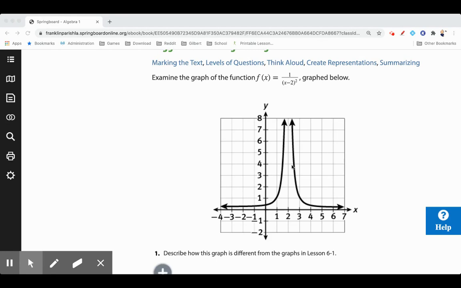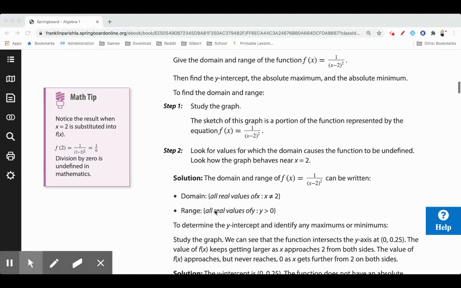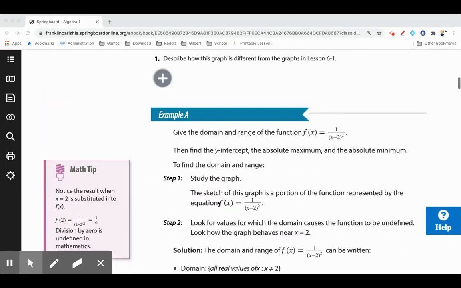Okay, absolute maximum. It never stops getting higher and higher, so there's no maximum. It's infinity. And minimum, it never stops getting lower and lower without ever touching 0, but it never stops getting closer and closer to 0. So there's no minimum, no absolute minimum or maximum. And that's the kind of information we want to be able to look at a graph and tell.